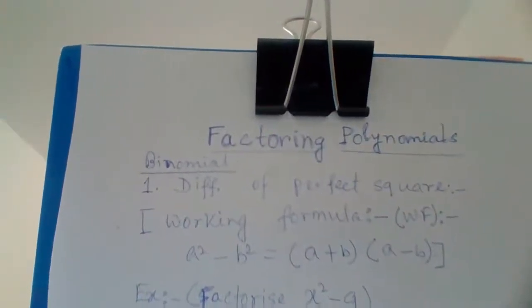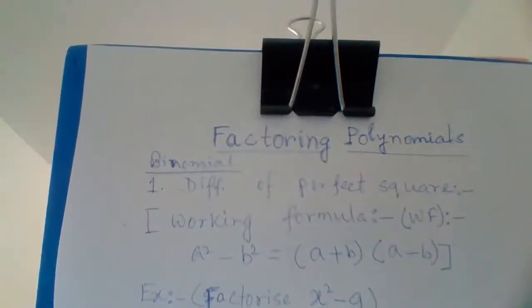So we are factorizing x square minus 9. I hope those of you who are watching were able to copy the problem at least. And now I am also solving it. I would request all of you to try to solve with me step by step. And the working formula I already have mentioned. It is a square minus b square equals a plus b times a minus b.